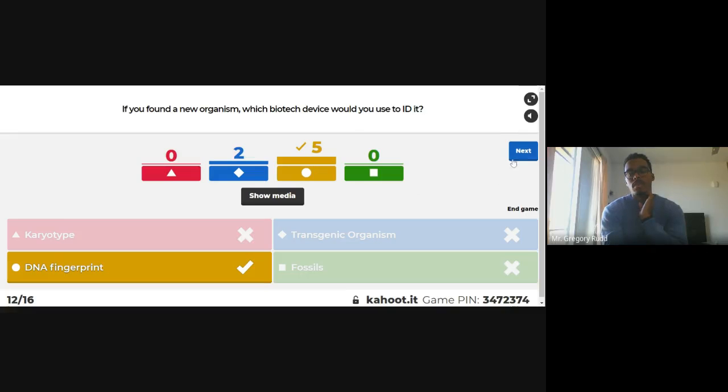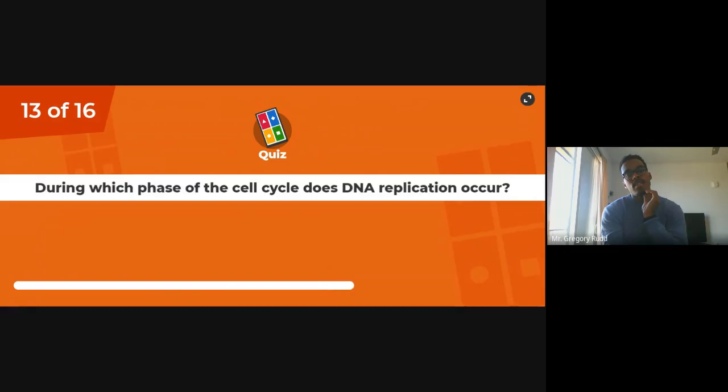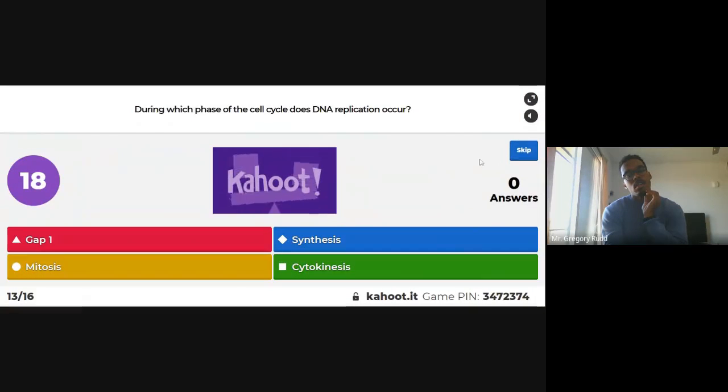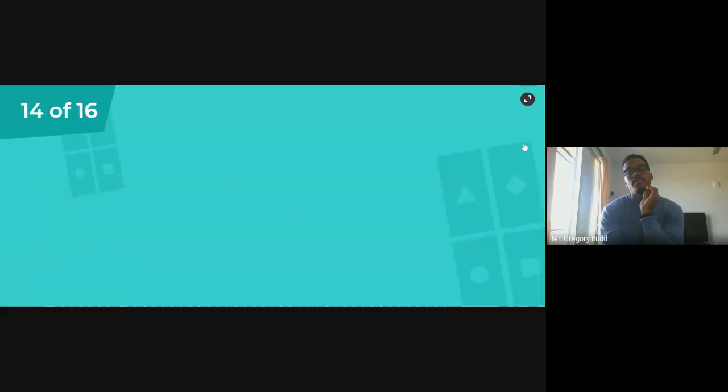Good, we would use DNA fingerprinting. During which phase of the cell cycle does DNA replication occur? Unit 3, I think. Synthesis, yes, because we are synthesizing new DNA. We're replicating the old DNA, making a copy of it, which means we have to make new DNA. So that takes place during the synthesis phase.